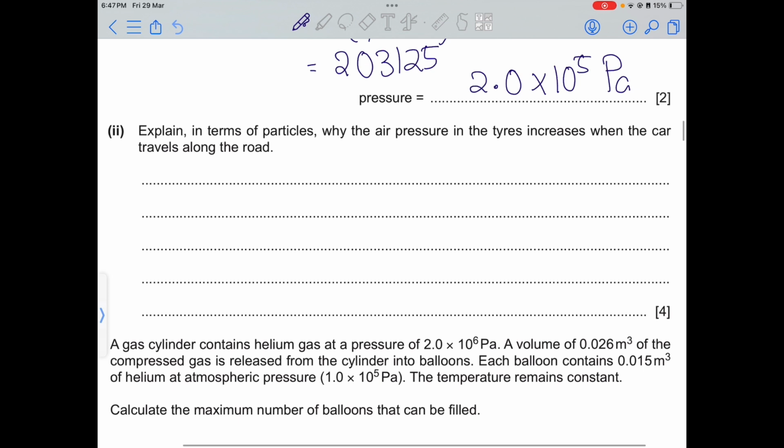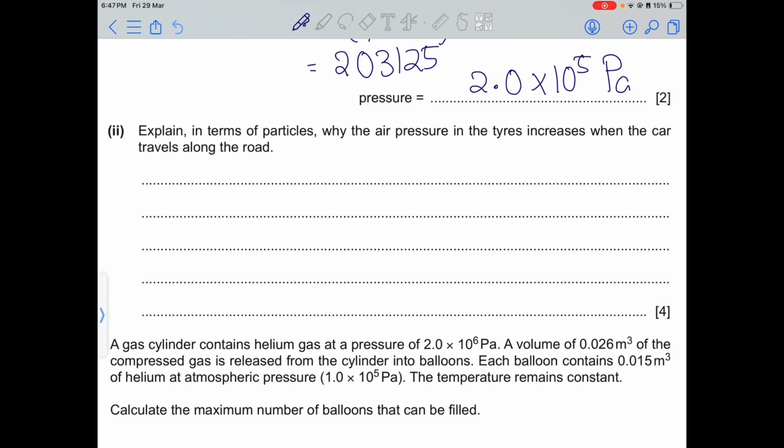So first reason, we would say that when the car travels on the road, the particles move faster, and when the particles move faster, they collide with the walls more frequently, leading to a greater rate of change of momentum, increased force. And moreover, whenever you travel along the road, there's friction between the road and the car tires, which means that work is being done, and if work is being done, there will be an increase in temperature. When the temperature increases, the particles move faster and collide with the walls more frequently and with more energy. So this is the main idea. You can organize it in your own way.